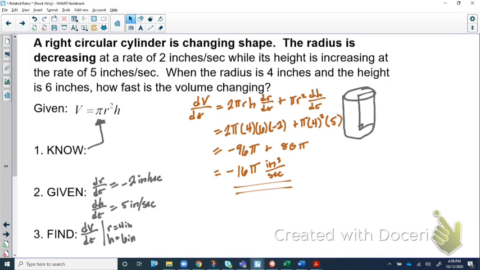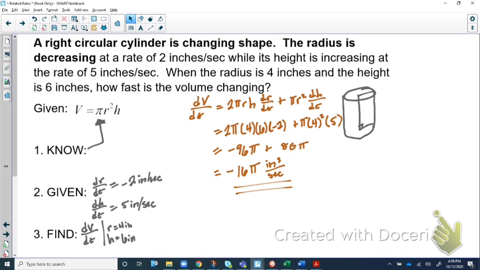And when the radius is 4 and the height is 6, what is the rate of change of the volume? So we need to use the product rule to differentiate the cylinder equation. That's how I'm getting the 2 pi r h dr/dt plus pi r squared dh/dt. We're just using the product rule. And once I've differentiated it, then I just plug in the numbers that we were given.